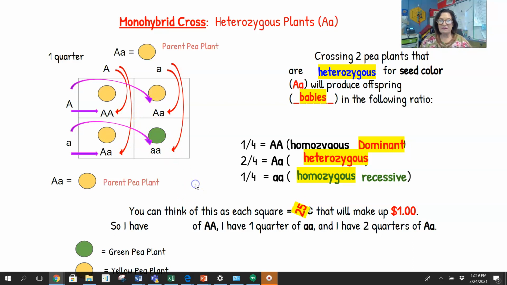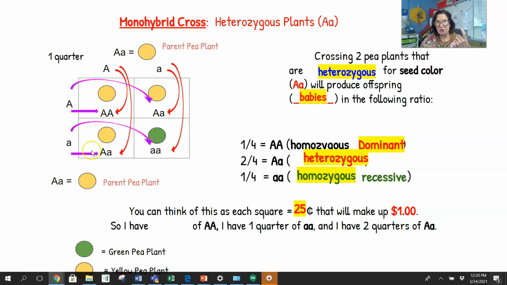So you can think of this as each square is 25 cents. Like let's say this whole thing was $1, right? So when you're doing percents, this might help you make sense. So I have 1/4, right? Or 25% of big A.